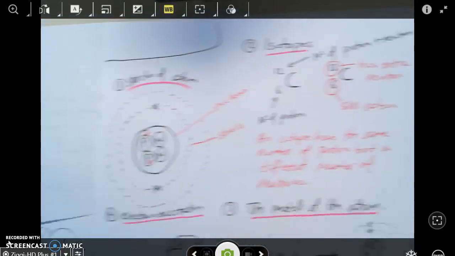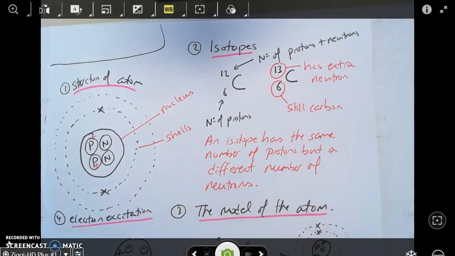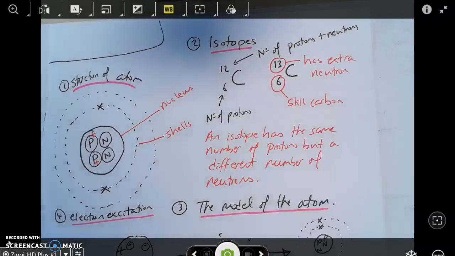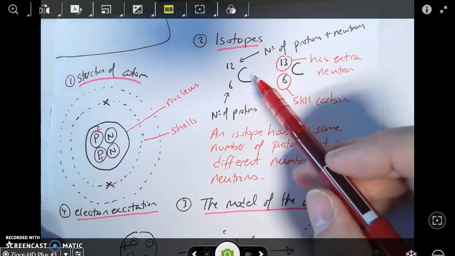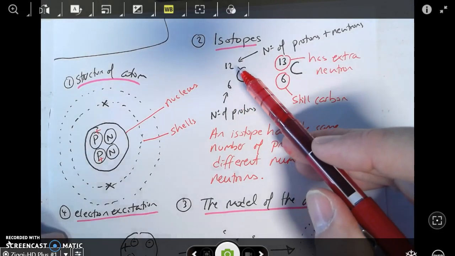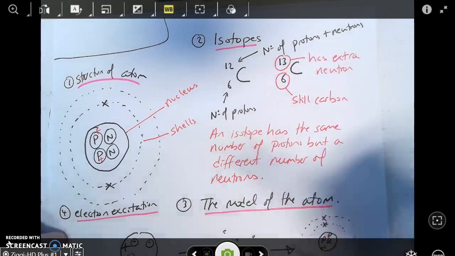The next thing you need to know is about isotopes. Isotopes are different versions of an atom, and I've used the example here of carbon. So normal everyday carbon has got 6 protons and 12 protons and neutrons. That's what those numbers mean. That's the mass number and that's the proton number.